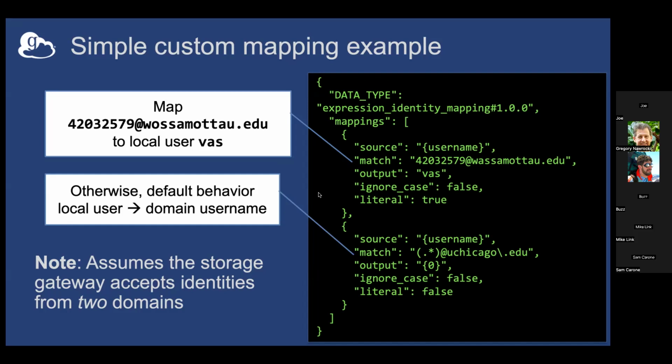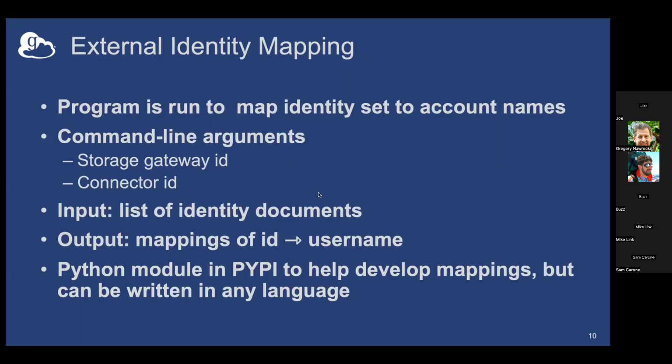When using an external identity mapping program, this program is invoked when a user does something that requires the mapping. The program processes the identity set as a JSON document and returns a JSON document with the mapping results. This allows you to interface with databases, look up entries in a file, query LDAP, or even provision accounts on Access.